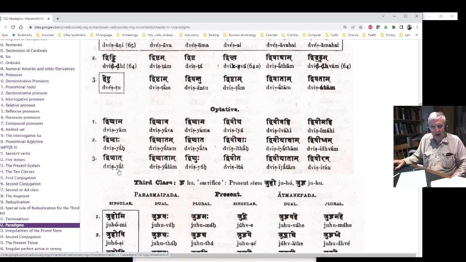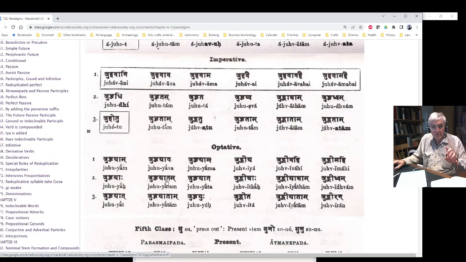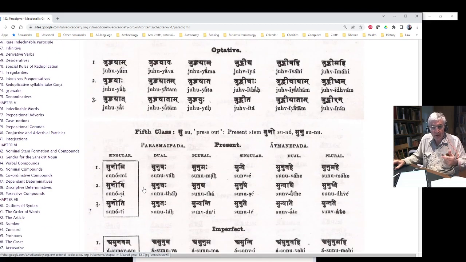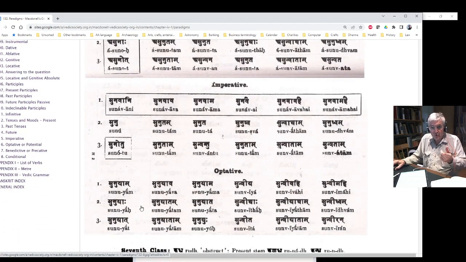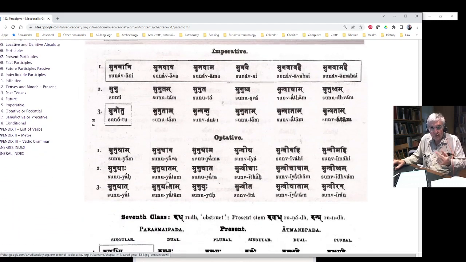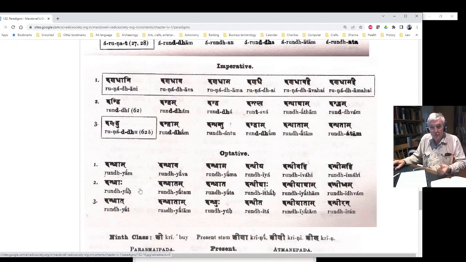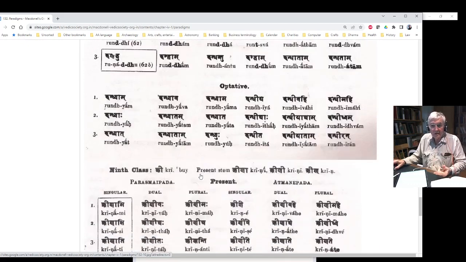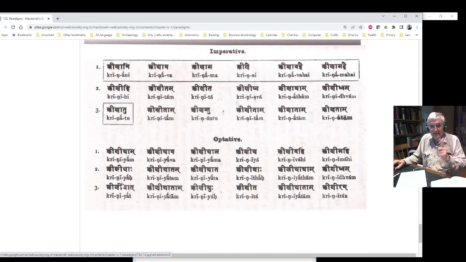And this ya is very regular now throughout all of the conjugations. Let's go through. So juhuyam, juhuya, juhuyat. Fifth class, su, to press out. Sunuyam, sunuyah, sunuyat. Rud, to obstruct. Rundyam, rundyah, rundyat. Ninth class, kri, to buy. Kriniyam, kriniyah, kriniyat.